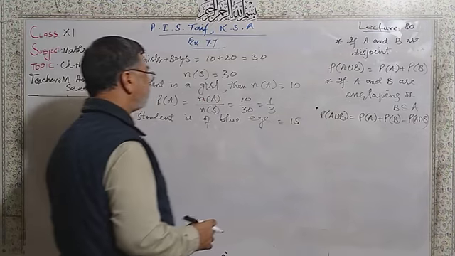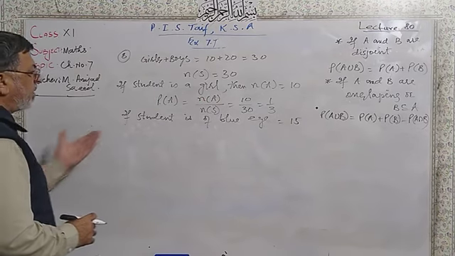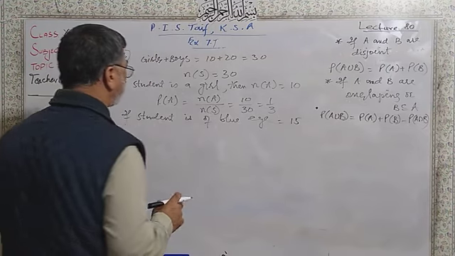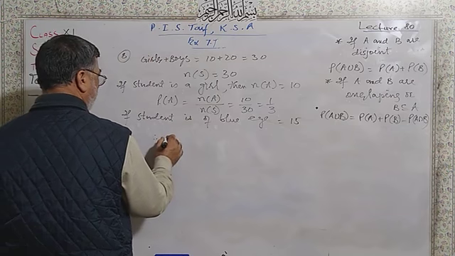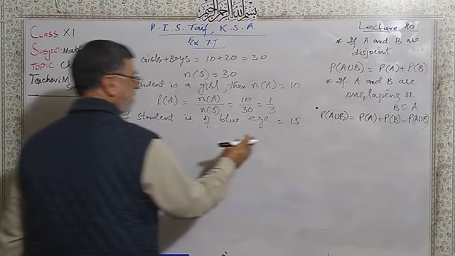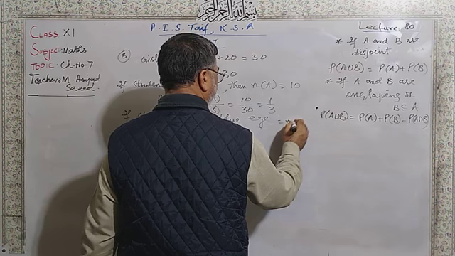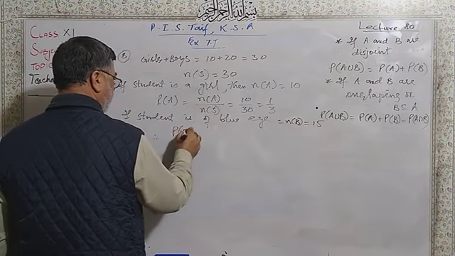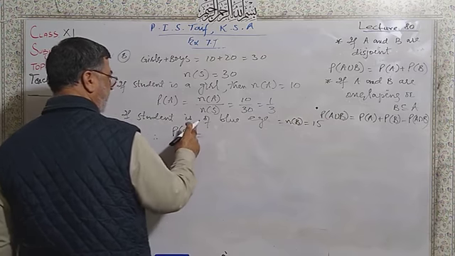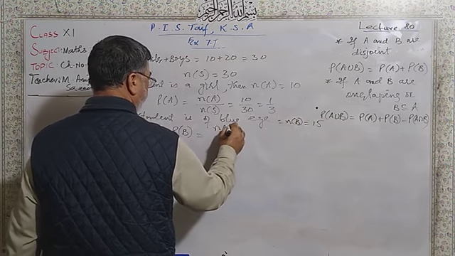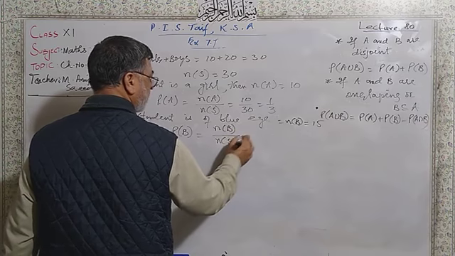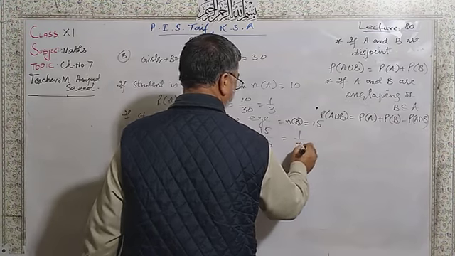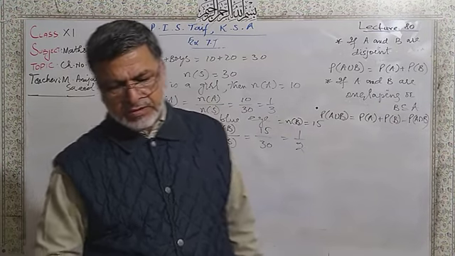So what is the probability that the student is a blue-eyed student? Therefore, here you can say n of B is equal to 15. Probability of B is n of B over n of S, 15 over 30, that will be 1 over 2.